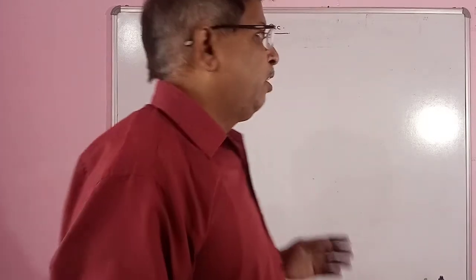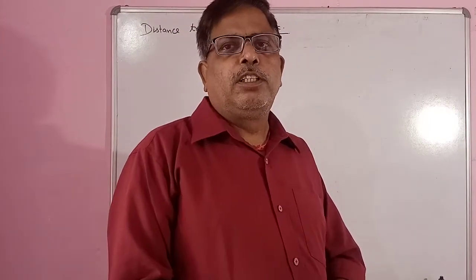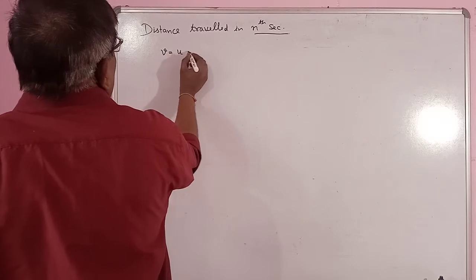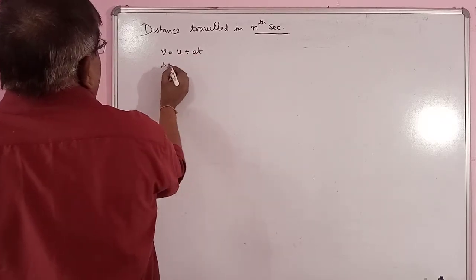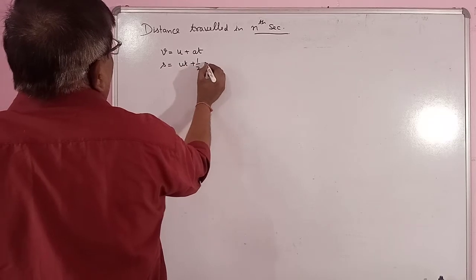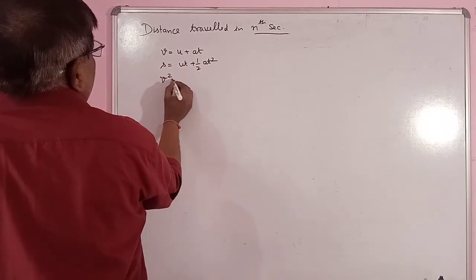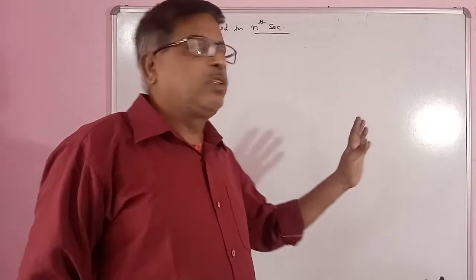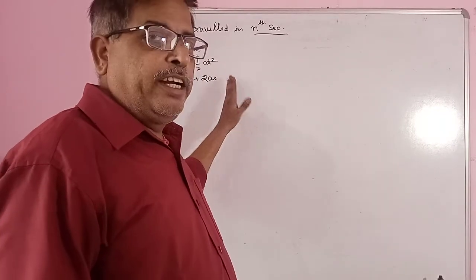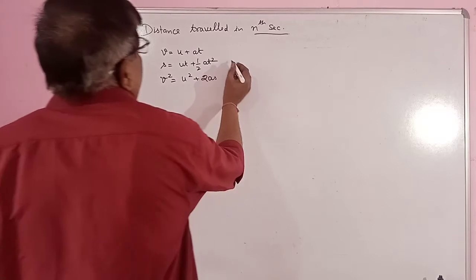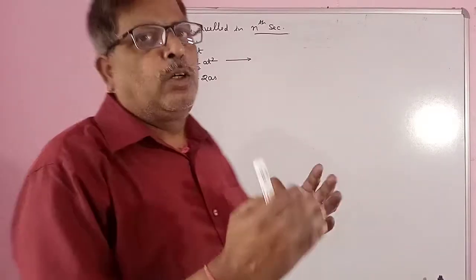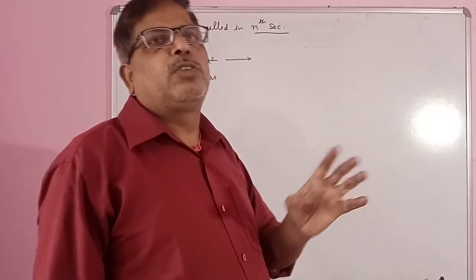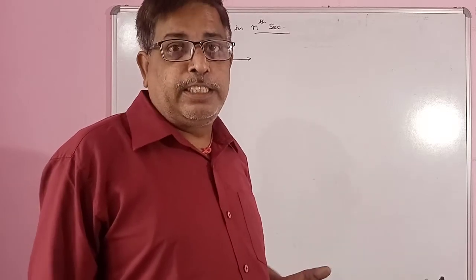Actually, in the previous lecture we discussed the equations of motion. There are three equations of motion. First, v equal to u plus at. Second, s equal to ut plus half at square. And third, v square equal to u square plus 2ax. Among these three, the equation to find out distance is s equal to ut plus half at square. This equation is generally used to find out distance.